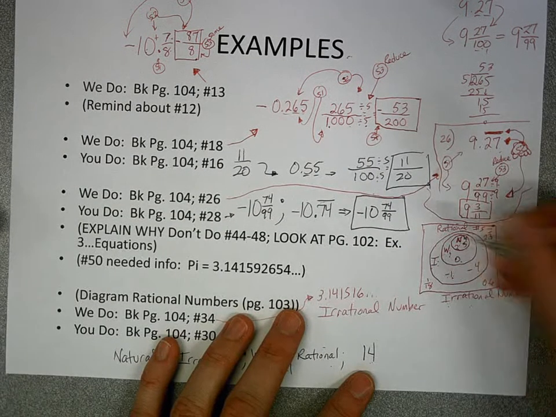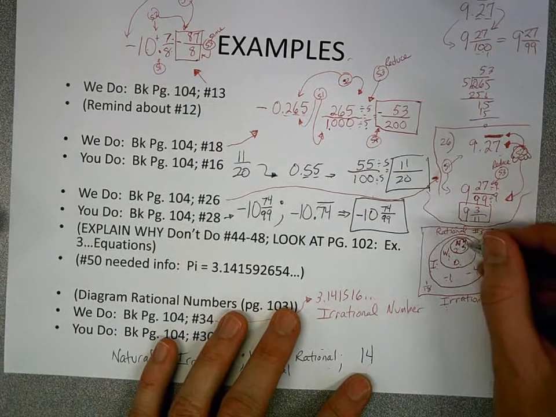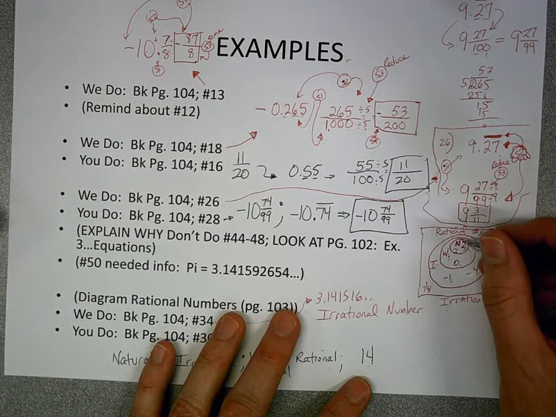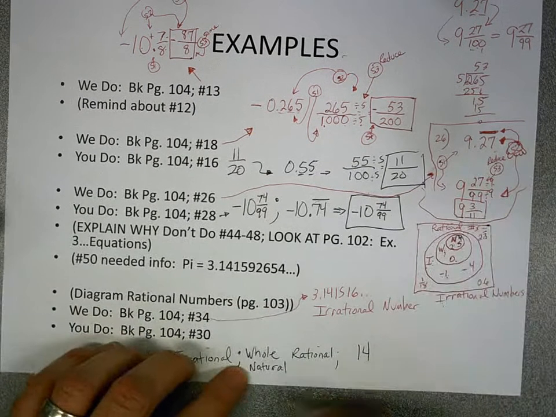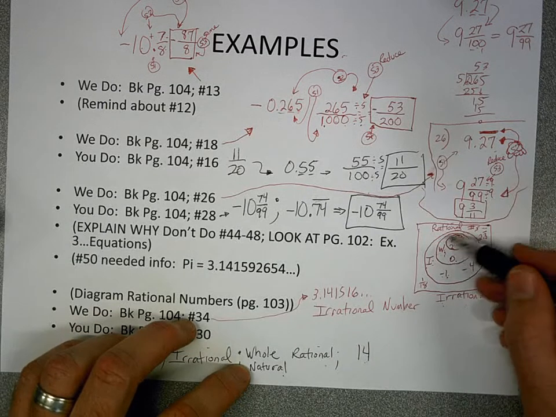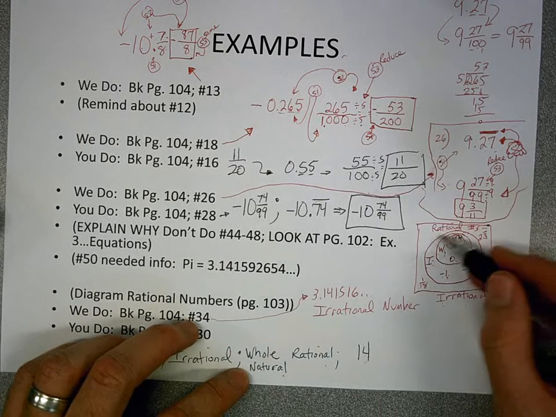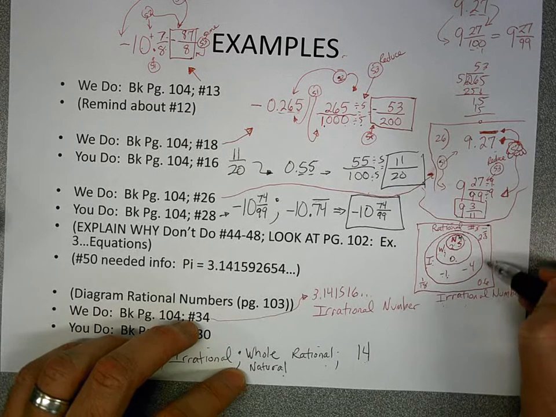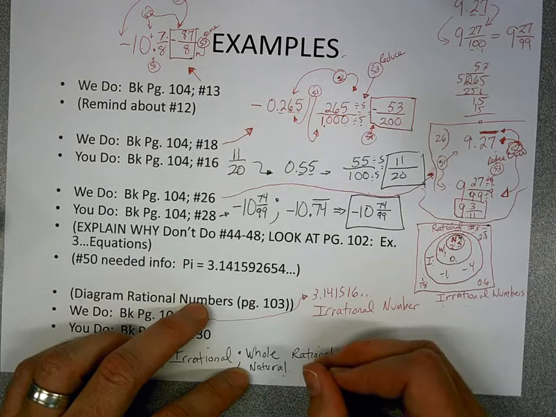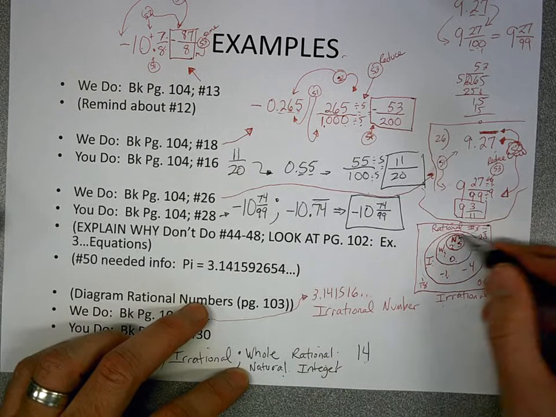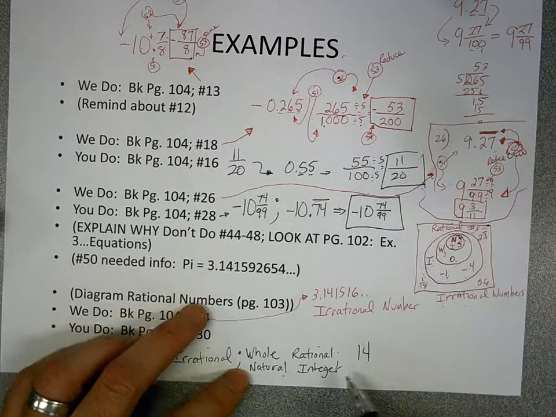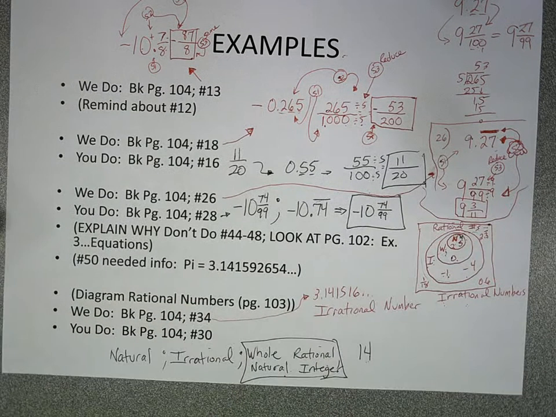14 would be in here. 14 is in the very center, so it would be natural. It's also in the whole circle, so it would be whole. It's also in the, I don't know if this is a circle or oval, but it's also in the integer oval, and it's also in the rational number box. It's all four of them.